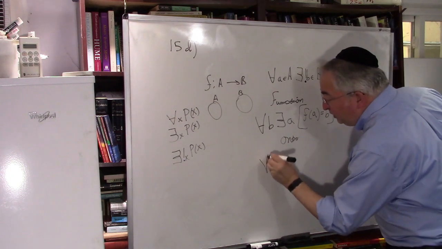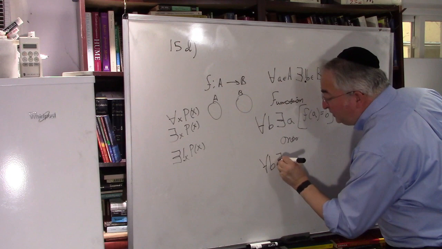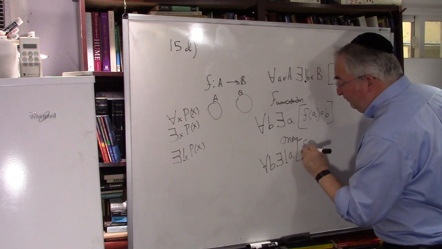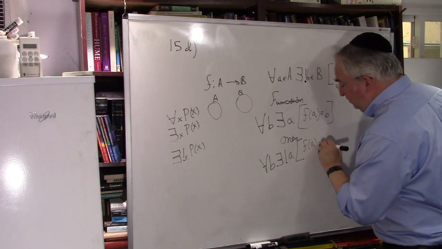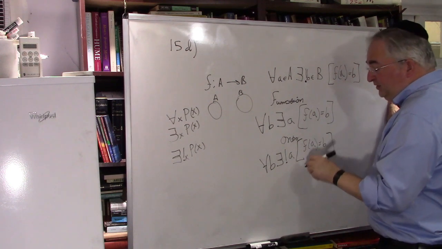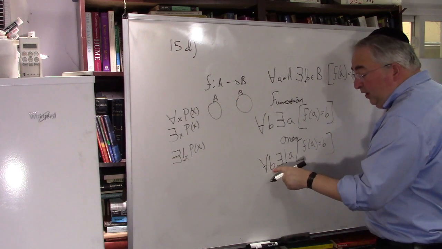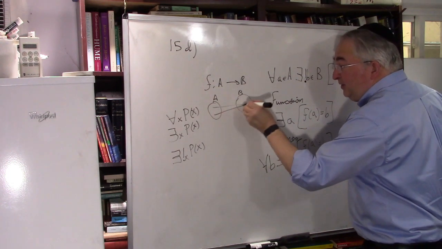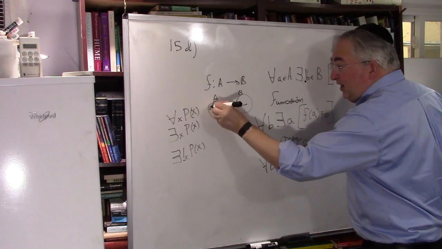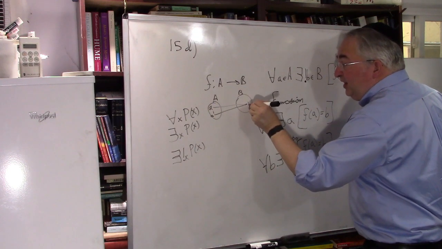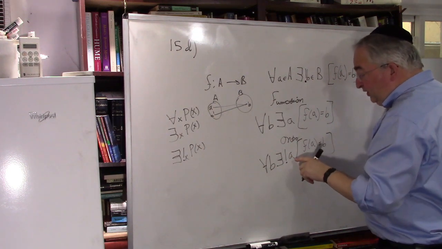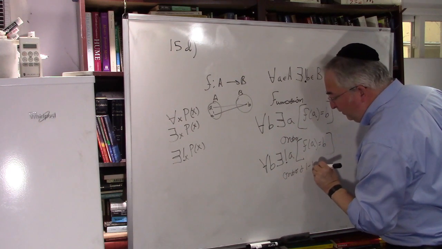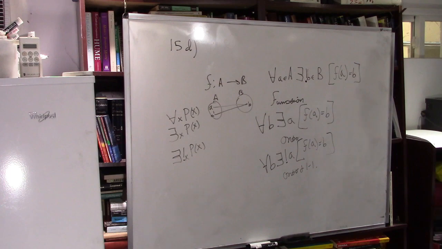Now let's do this. For all b, there exists a unique a, such that f of a is equal to b. What about that? This says not only is it onto, but there's only one a that hits this. You're not going to have two different a's, a and a prime, that go to the same b. So this is onto and one-to-one. That's a one-to-one correspondence.